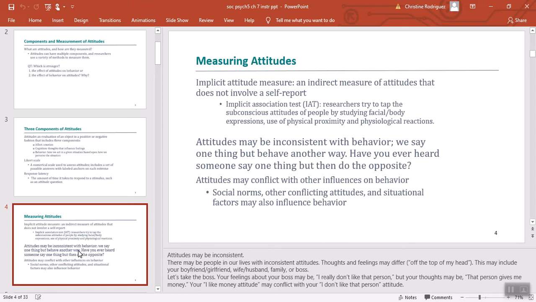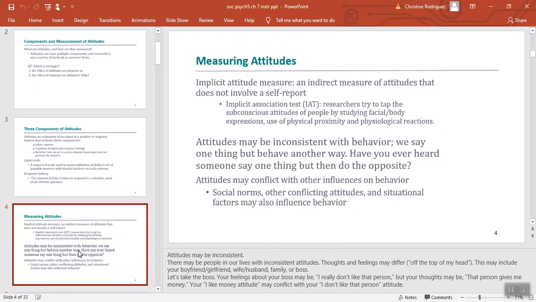And so what we do know is that our attitudes are influenced by our social norms, the social norms around us, and also situational factors. That is, depending upon the social environment we're in, we might do one thing, but then do something different, even though we say our attitude is the same.